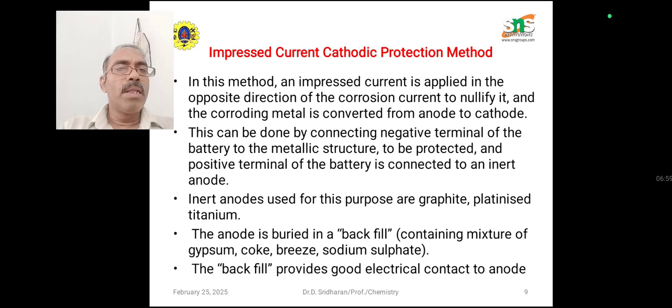Here we supply DC power. The positive terminal is connected to the inert anode, and the negative terminal is connected to the metallic structure to be safeguarded. The inert anodes used for this are graphite or platinized titanium. The anode is buried in a backfill. The backfill provides good electrical contact to the anode.